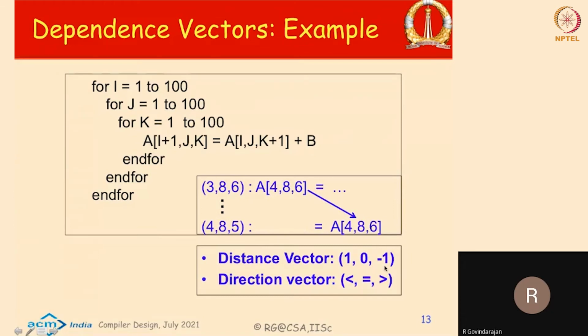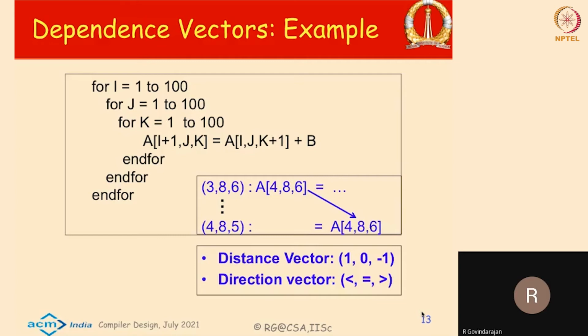So now you can say that for any value ijk, there is a dependence from S1 to itself, and the distance is 1, 0, minus 1. That means that statement S1, when it is executing for, let's say, ijk, is going to produce a value which is going to be consumed by the same statement in iteration i plus 1, j, and k minus 1. That's essentially what is going to happen, and that's exactly what's happening here: i plus 1, j, k minus 1. So that's the idea of distance vector.